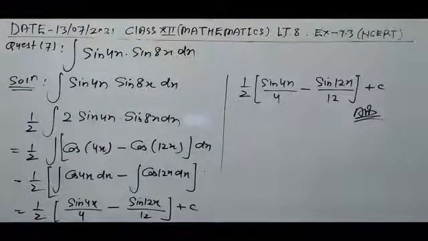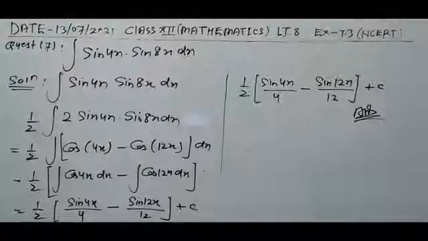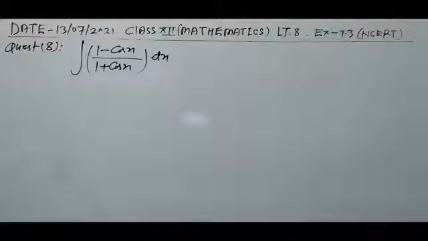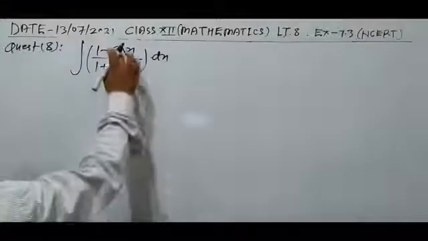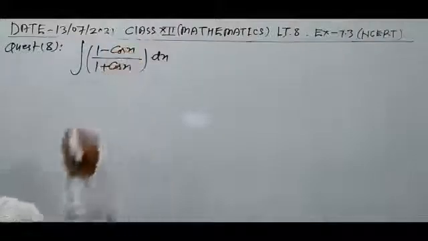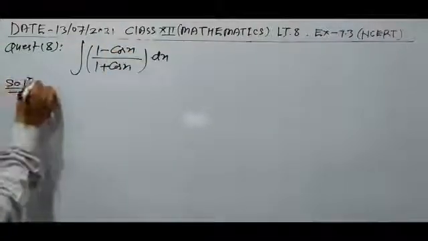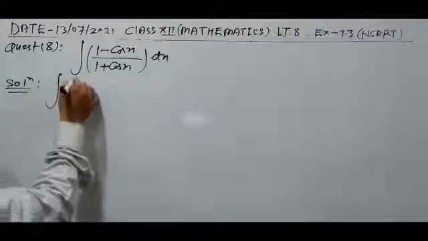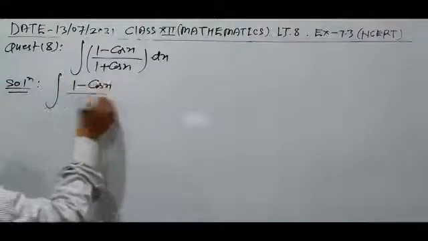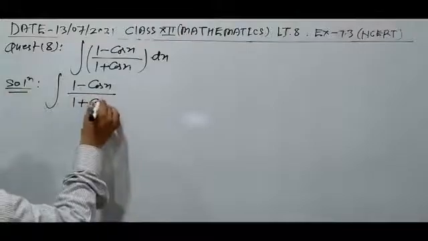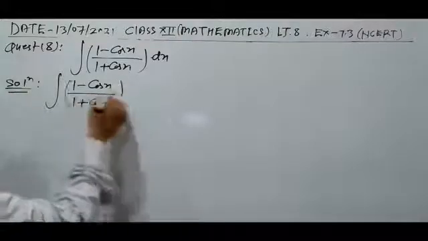Now come to question number 8. Question number 8 is integration of 1 minus cos x whole upon 1 plus cos x dx. So now see the solution. Write the integral part: 1 minus cos x whole upon 1 plus cos x.